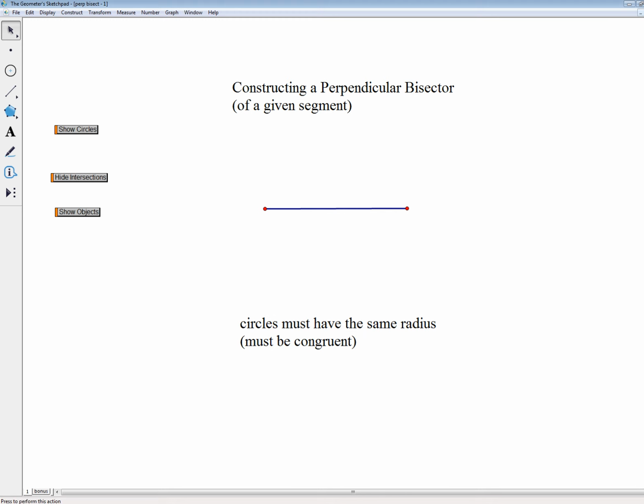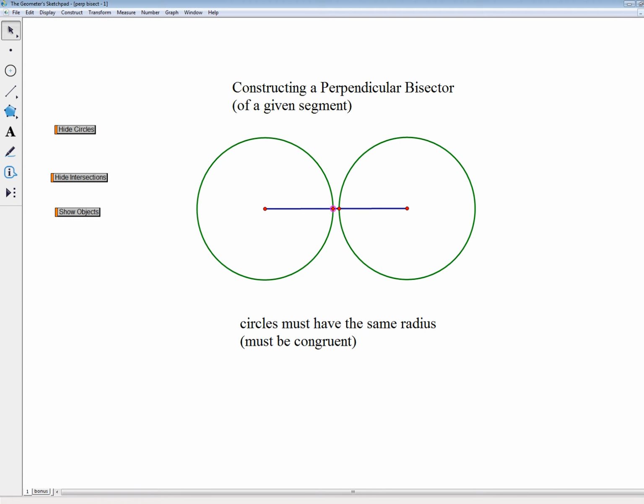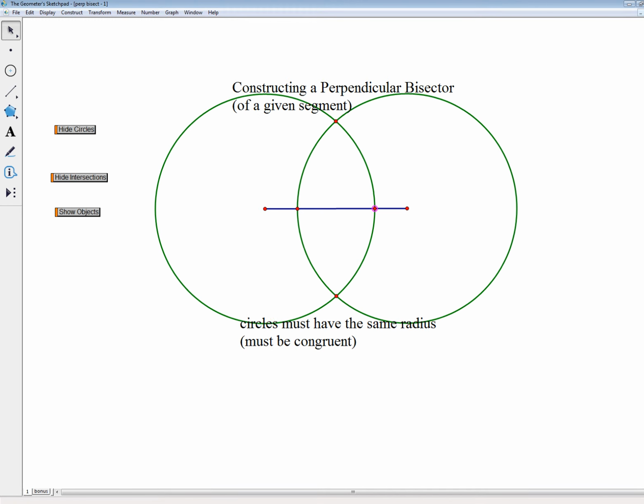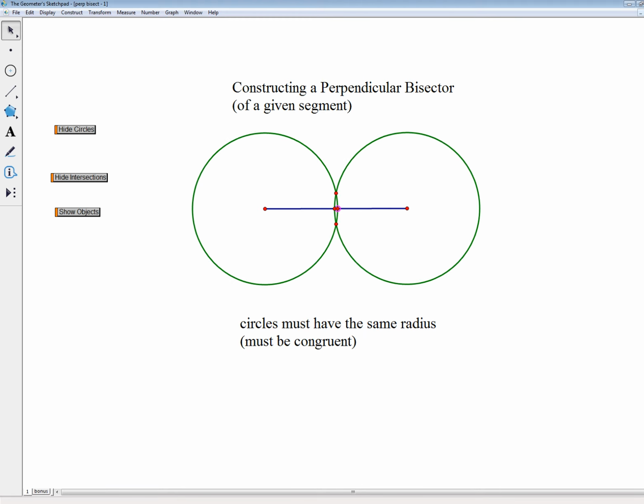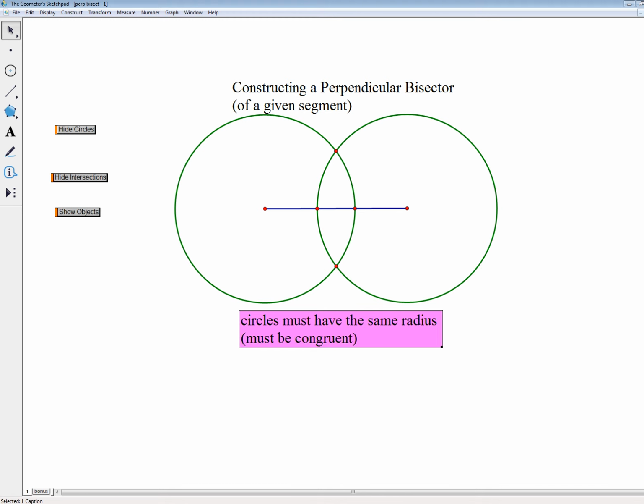First step is with our compass tool, and you could be using a pencil and paper and doing the same thing. It just wouldn't be as dynamic as this. You'd have to start over to change the length of your radius. Here I can simply drag, and you'll see that each circle is congruent, meaning that they have the same radius, and I achieve that by using a reflection in GSP.